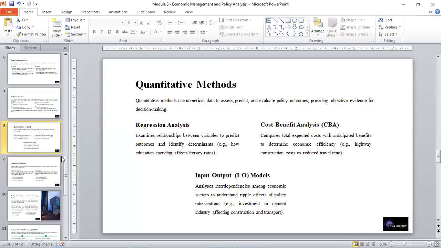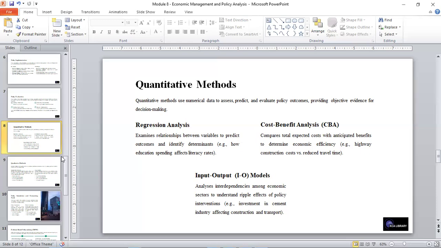And this can be under the quantitative method: the regression analysis, the cost benefit analysis, and also the input output model, which are the methods used under the quantitative method. Regression analysis examines relations between variables to predict the outcome and identify determinants. An example of it is how education spending affects literacy rates. Another is cost benefit analysis, which compares total expected cost with anticipated benefits to determine economic efficiency. An example of this is the highway construction cost versus reduced travel time.